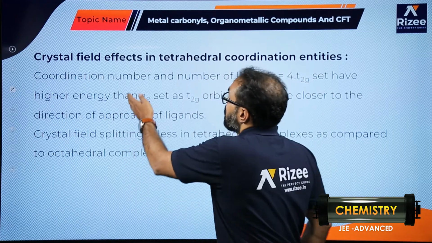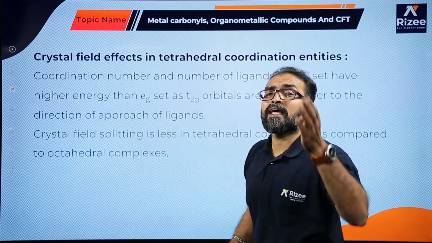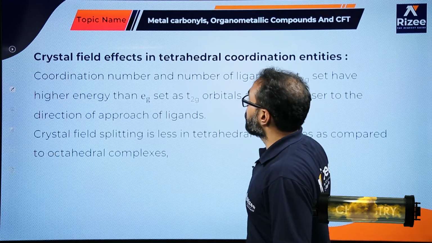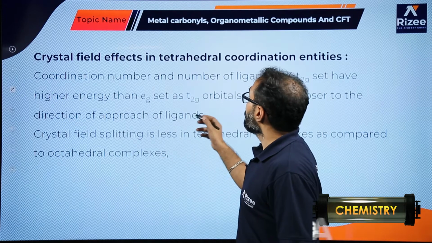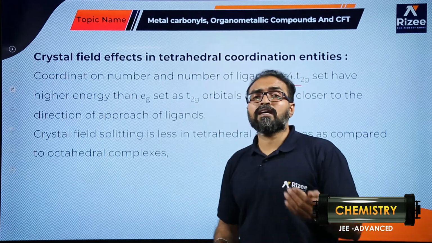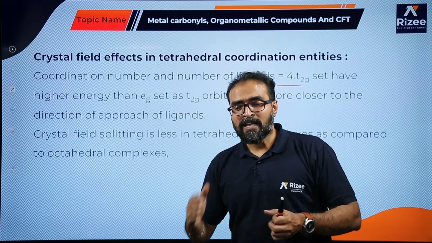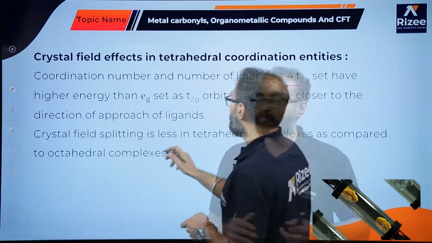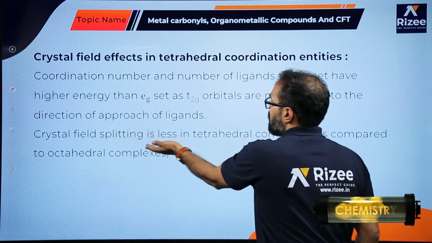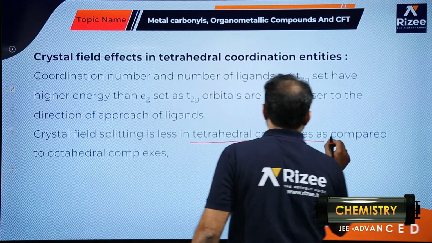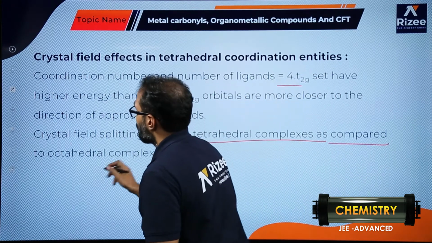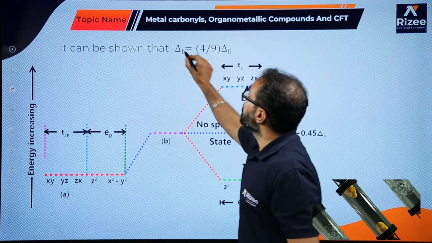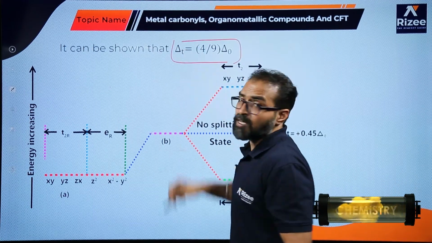Now see this, coordination number. How many ligands are participating? Only 4, so the coordination number is 4. The T2G set has higher energy than EG. Why is T2G higher in energy? Because the ligands approach between the axes, so they have more energy compared to EG. And one more thing, crystal field splitting is less in tetrahedral complexes compared to octahedral complexes. How many times less? It is 4/9 times of delta naught.